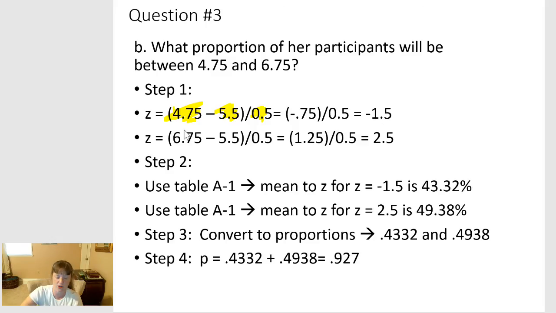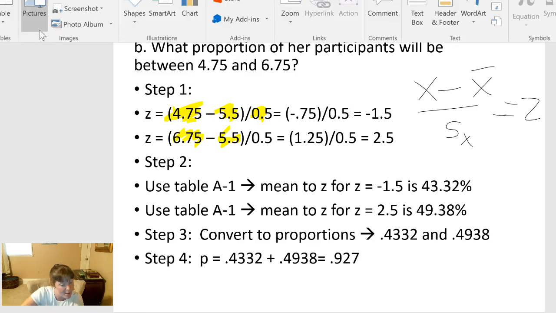Then I do that for the second score. 6.75 minus 5.5, because again, that's how you get a z-score. So I get 6.75 minus 5.5 to get 1.25, divide by 0.5 to get 2.5. So now I've got my two z-scores. And let's just draw that picture like I recommend.